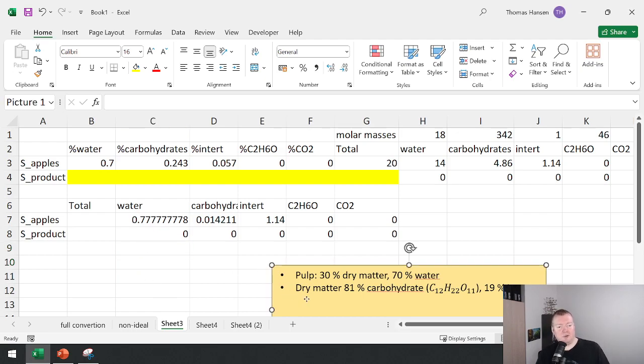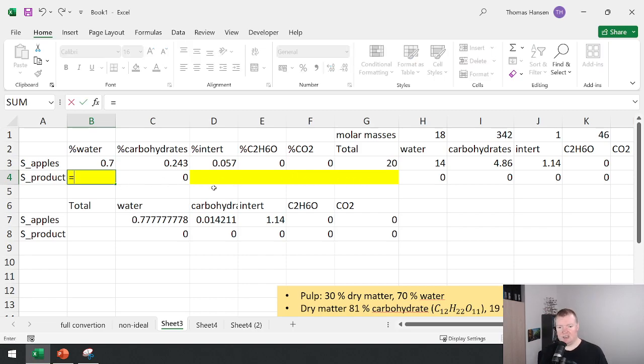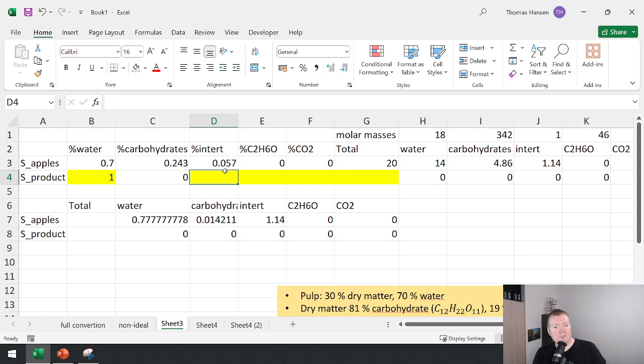Okay? If I wanted to calculate what comes out, we would have to assume some form of conversion. If we assume that all of my carbohydrates are converted, that means the percentage of carbohydrates must be 0, no longer an unknown. I can take one of my percentages here and say it's 1 minus the sum of all the other percentages. There we go. And that should be fine. So this one is also no longer an unknown.